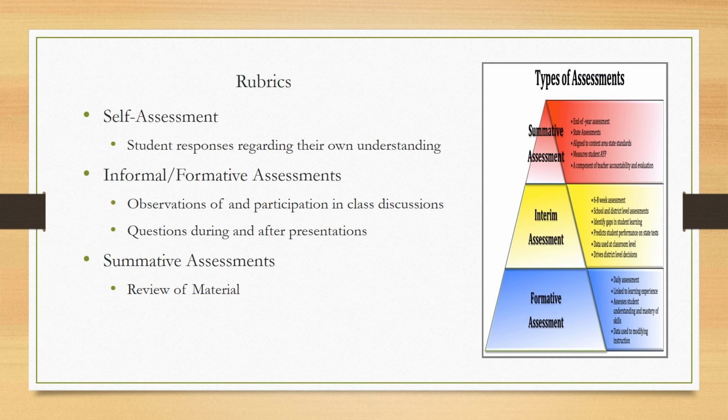The rubrics for this class are divided into three broad types. The first type of rubric will be a self-assessment that the students complete, getting their opinion on how well they themselves think they understood the class content. Second, there will be informal or formative assessments throughout the class, which will take place by having the teacher observe the class while they do their group work, as well as the teacher asking students questions during and after their group presentations. Finally, there will be a summative assessment at the end of the class to review the material and determine how well the students actually comprehended it.